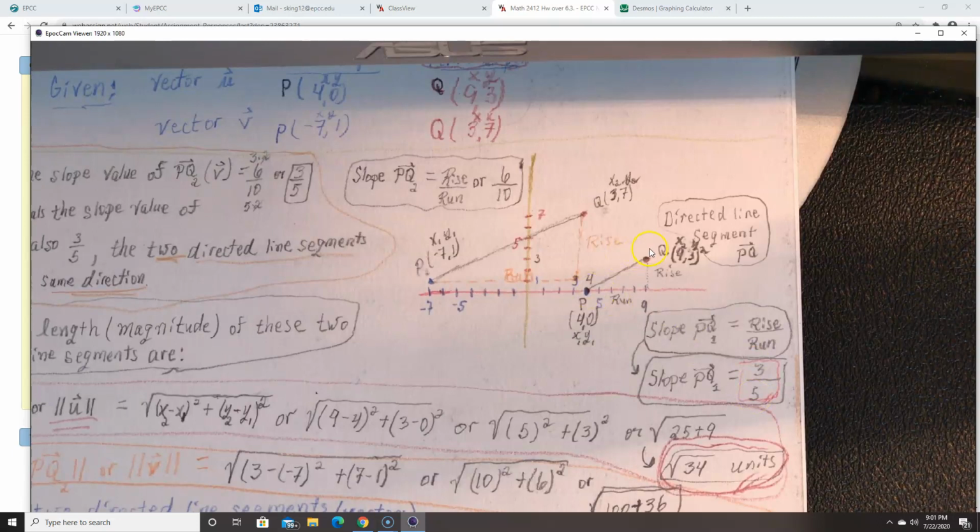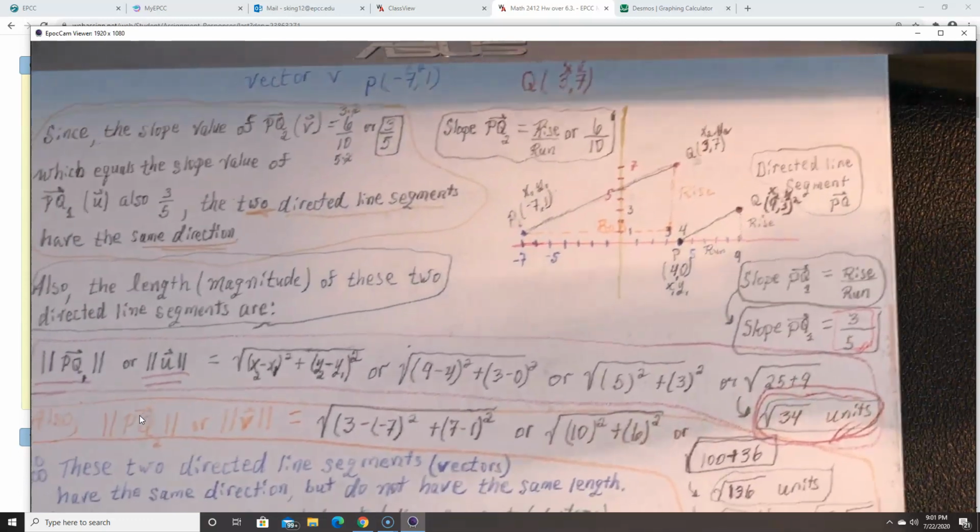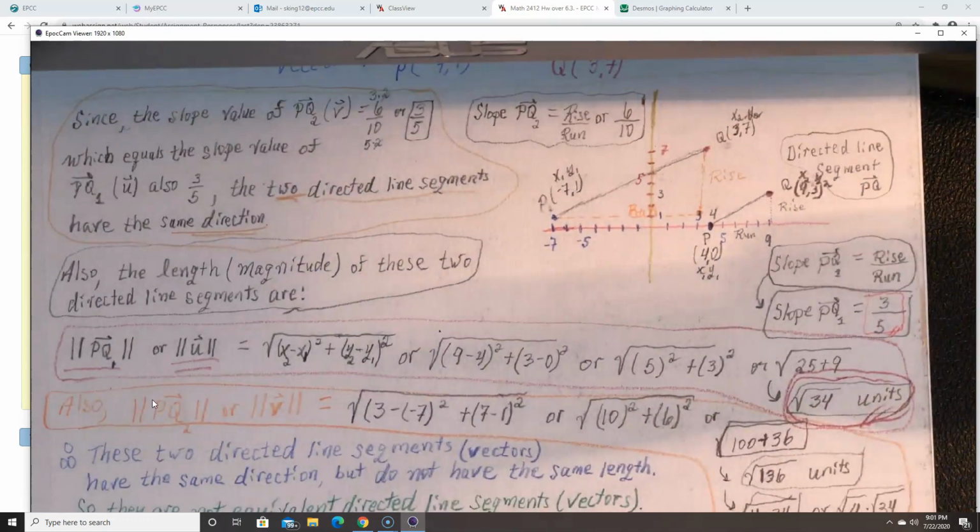What about its magnitude? So let's compute that. So we have the square root of x sub 2 minus x sub 1. The second x value is the 9, as we just talked about, minus the first x value, which is the 4. 9 minus 4, well, that's the amount of the run.